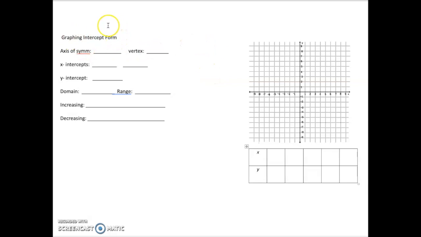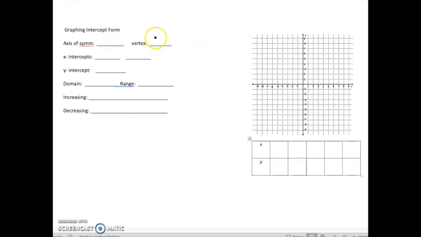Per somebody's request, they wanted to see graphing in intercept form, so I'll go ahead and do that. So here we are. We're going to work with the equation. Say we have the equation y is equal to (x minus 8)(x minus 4). If that's our equation, we're going to look for the axis of symmetry, the vertex, x-intercepts, y-intercepts, domain and range, and the intervals where it's increasing and decreasing.